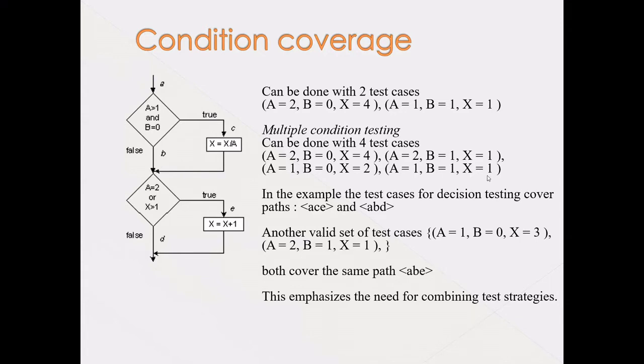Wait. A, C, D happens when A equals 2, B equals 0. Yes, you come here, true, and you go here, and X is 4. So ACD is the path, okay. BE, right, the second one is correct. ACBE, right? So can you substitute the other one? A equals 1, B equals 1, and X equals 1. What is the path? Can somebody substitute and tell me?